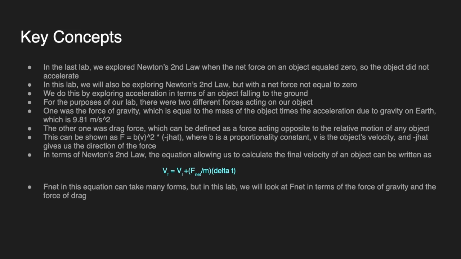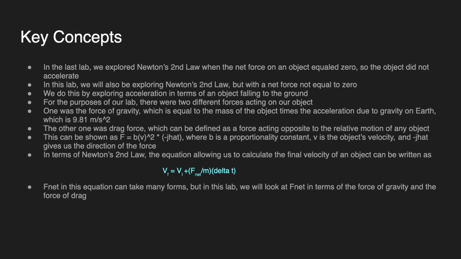For the purposes of this lab, there were two forces acting on our object. One was the force of gravity, equal to the mass of the object times the acceleration due to gravity on Earth, which is 9.81 meters per second squared. The other one was drag force, which can be defined as a force acting opposite to the relative motion of any object. This can be shown as F equals bv squared multiplied by negative j hat, where b is a proportionality constant, v is the object's velocity, and negative j hat gives us the direction of the force.